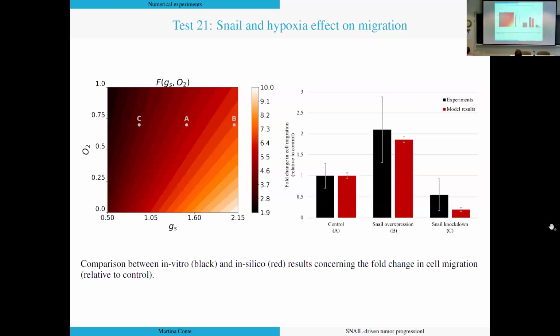So we use the same time frame and spatial frame of the experiment, and we were able to capture the behavior that was shown experimentally. Meaning that when I overexpress Snail, I basically almost double the capability of cells to move. So in the same time window, double the cells have crossed our membrane. Instead, when I knock down Snail, cells are not able to move anymore, and we can see this decrease in the fold change in cell migration.